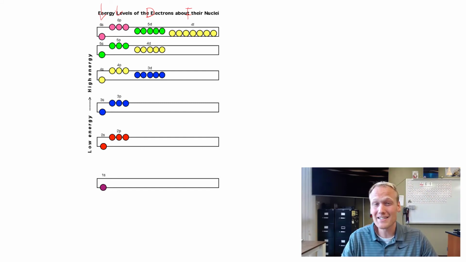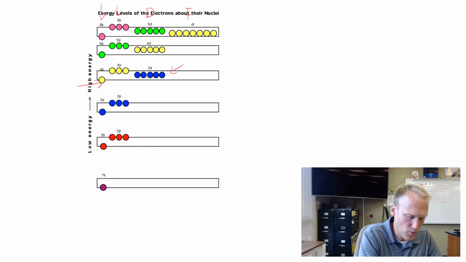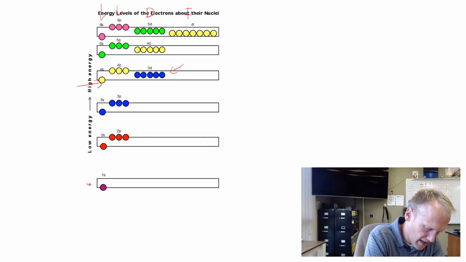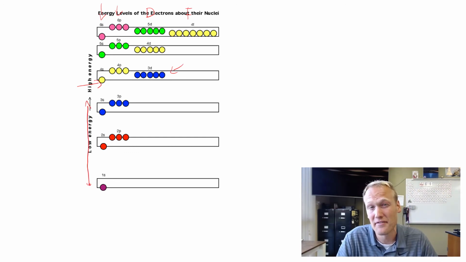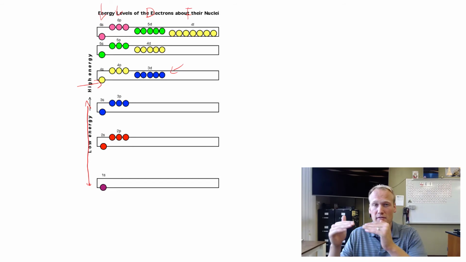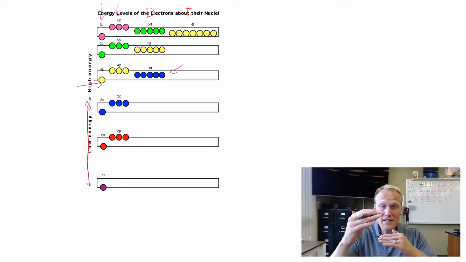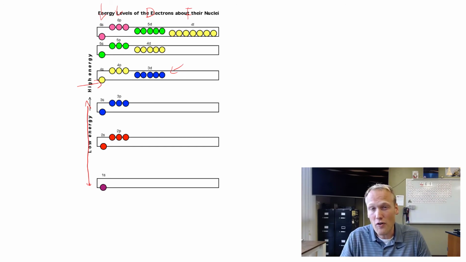You should notice that it doesn't always fill in order. How 4s is going to fill before 3d. We're starting at the bottom and we're moving up. This is called backfilling. We will talk more about this when we do more examples, but it's important to know that you don't just fill the first energy level, second, third, fourth, fifth, all the way up. Because of backfilling, some of these later energy levels start to overlap.